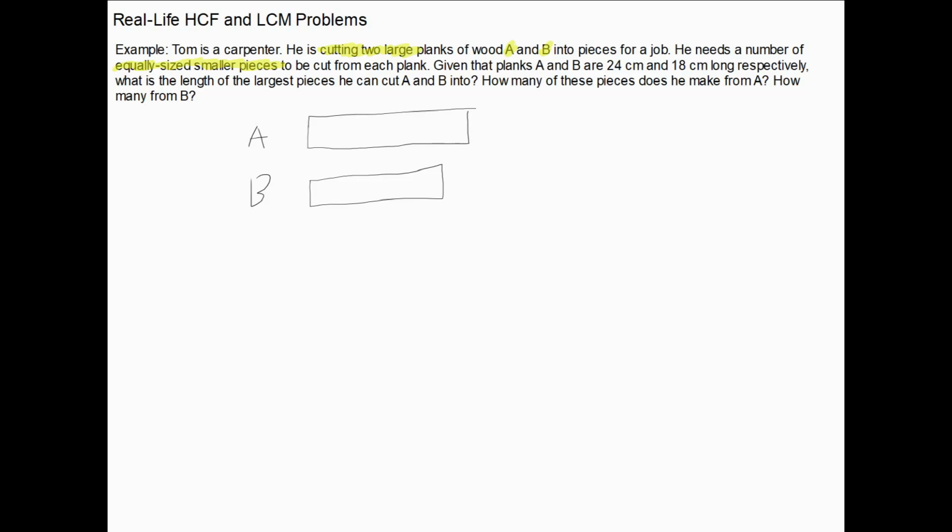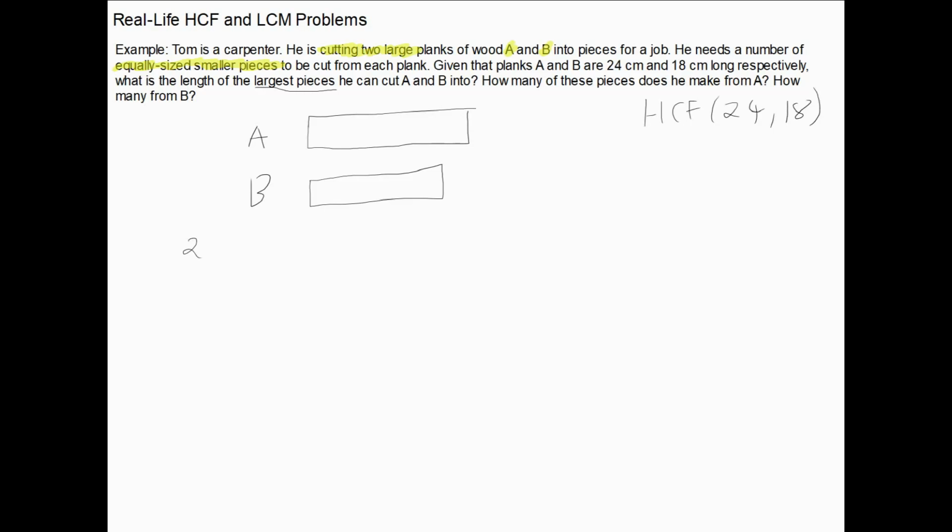We should remember from last time that the numbers that we can divide 24 and 18 into are going to be factors of those numbers. And because we want the length of the largest piece, or the largest number that will divide into both 24 and 18, we should notice that we need to work out the highest common factor of 24 and 18.